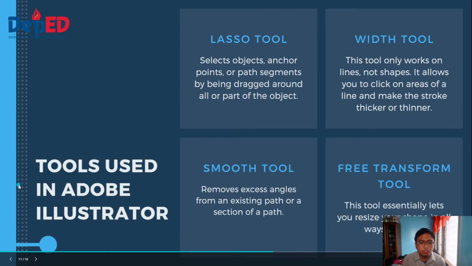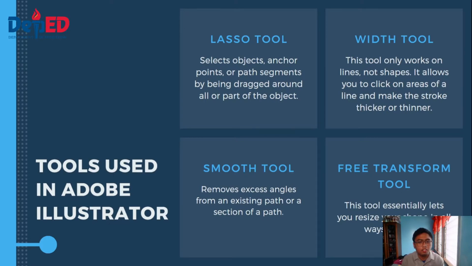Then we have lasso tool. Selects objects, anchor points, or path segments by being dragged around all or part of the object. Width tool, this tool only works on lines, not shapes. Take note, lines, not shapes. It allows you to click on areas of a line and make the stroke thicker or thinner. Smooth tool, on the other hand, removes excess angles from an existing path or a section of a path. If you want to have a smooth part, you use the smooth tool. If you want a sharper path, you can just neglect it.